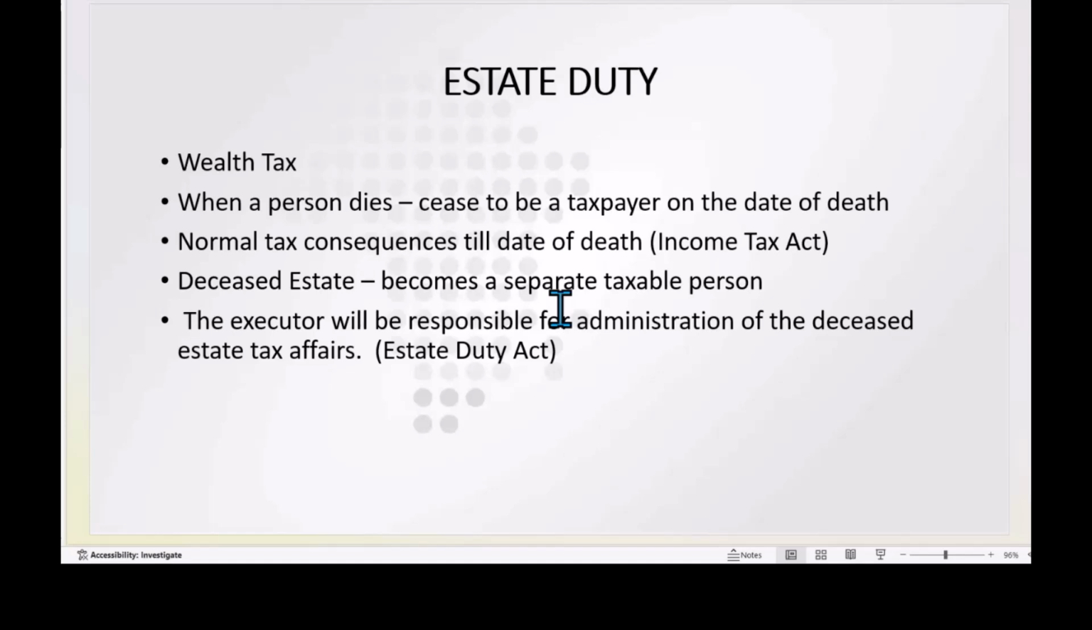Then your deceased estate becomes a separate taxable person. And this will then be administered by the executor. That person will then be responsible to make sure that all your tax affairs are in order, and they will wind up your estate, or the deceased person's estate. And this will be done in terms of the Estate Duty Act.